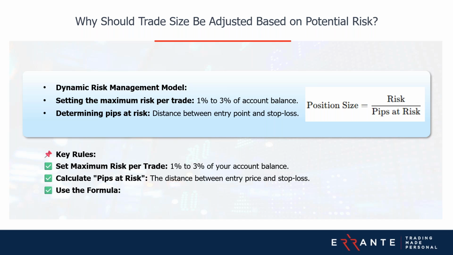Mistake two is ignoring ATR and market volatility. Use ATR based stops and adjust your trade size accordingly. Mistake three is risking too much in high volatility. Reduce position size when ATR expands. Over leveraging in low volatility is mistake four.